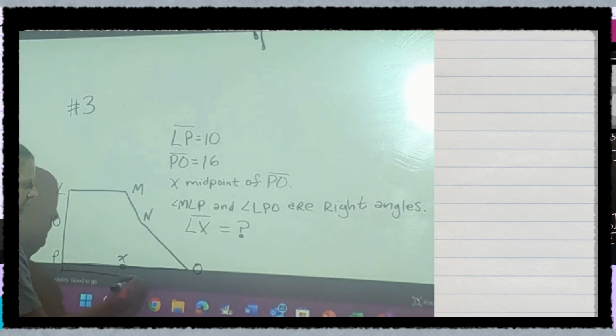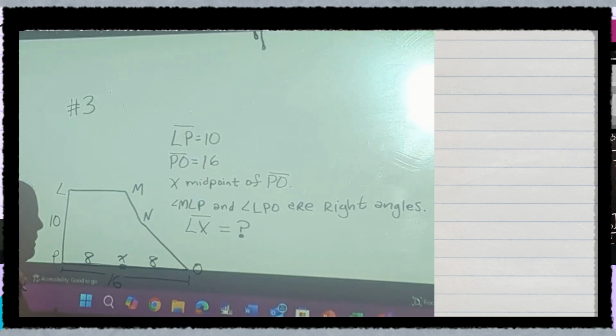If I write this in, I hope you can see it okay. 16. X is the midpoint of PO. So that means if this is 16, this is broken up into 8 and 8. Okay, you'll be able to see that.